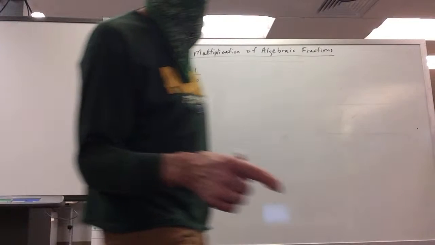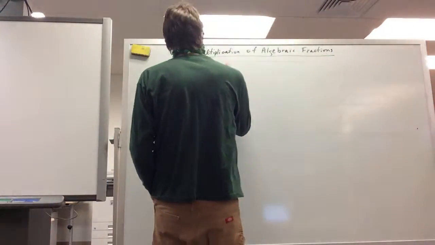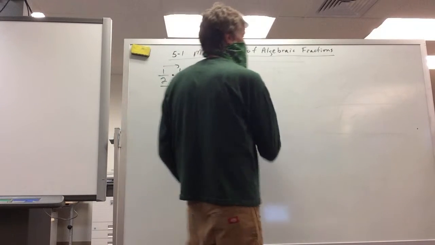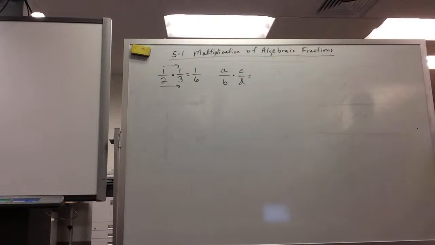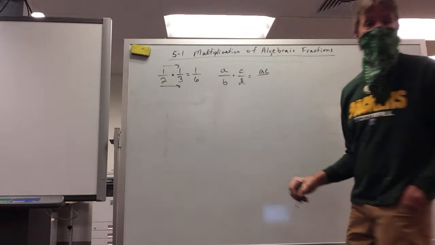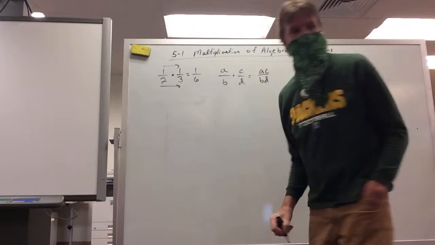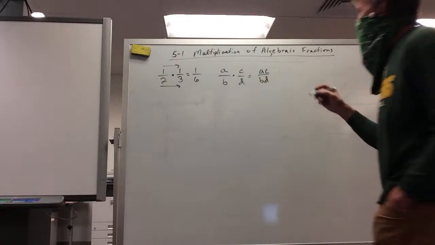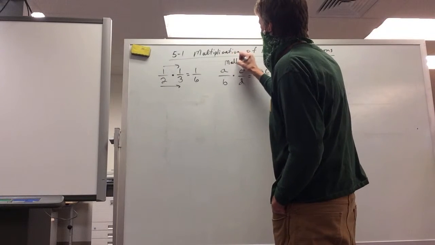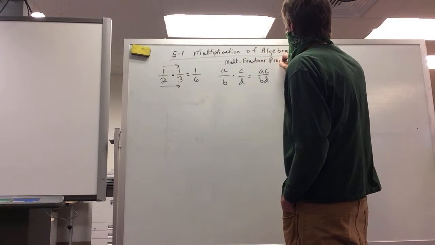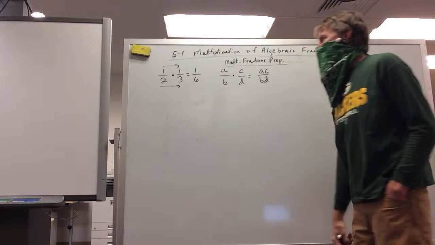Because algebraic fractions are going to be things like this: A divided by B multiplied by C divided by D. So in this case, it's numerator times numerator and denominator times denominator. I think this is a property. The multiplication of fractions property. That's what this is right here. I'll abbreviate it: multiplication, fractions, property. That's it.